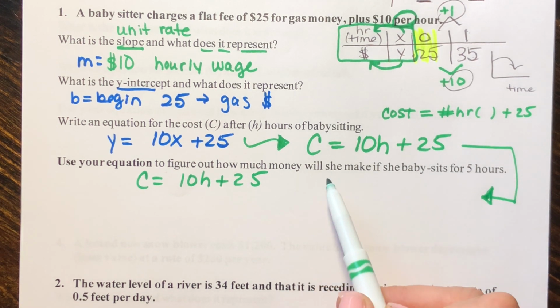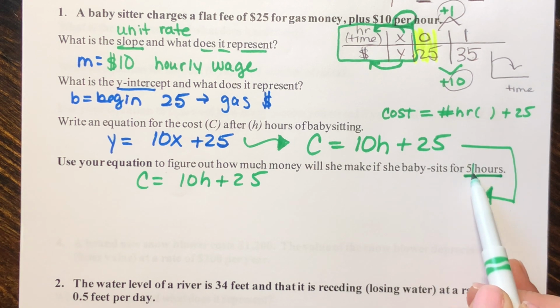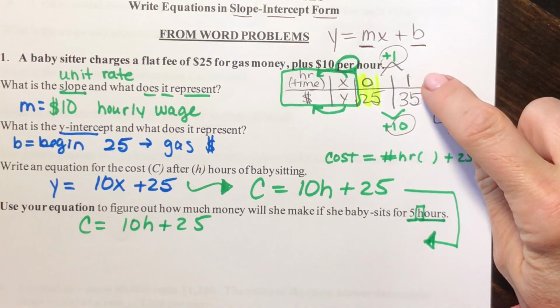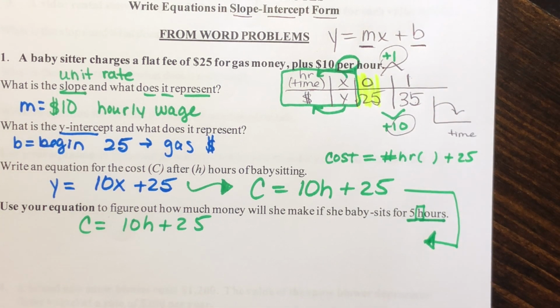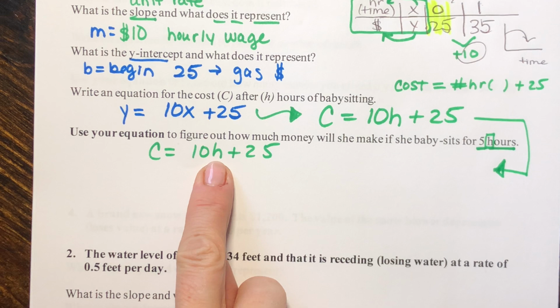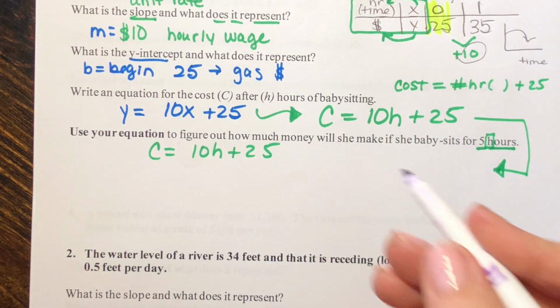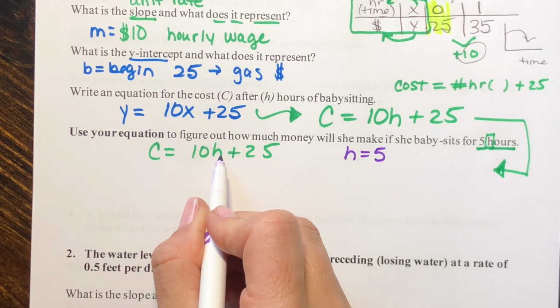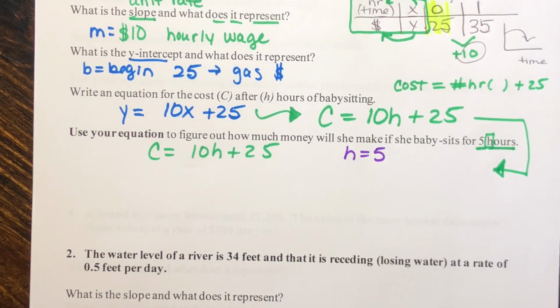And the question is, well, if she babysits for 5 hours, hey, I see an H there. If she babysits for 5 hours, how much money is she going to make? Well, you have an option. You could go back up here and say 1 and 45 and 2 and 55 and keep adding 10, but that would be such a waste of time when you got this right here. Because if you have this, all it's asking you is, hey, if H equals 5, could you maybe just plug 5 in right there, multiply it by 10, add the 25, and that will be the cost to these people?